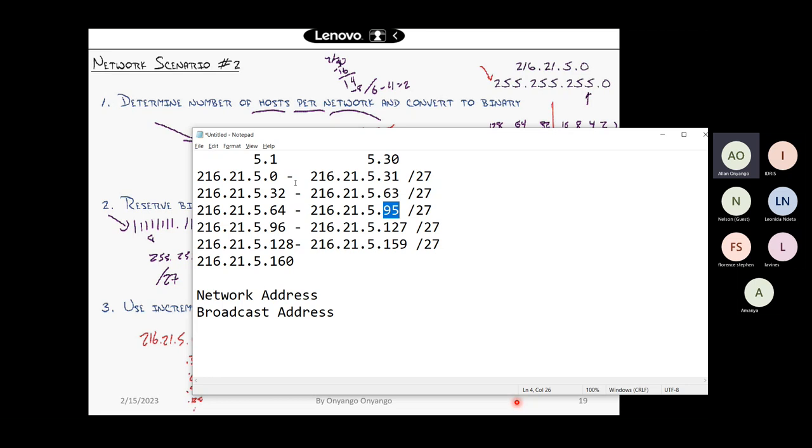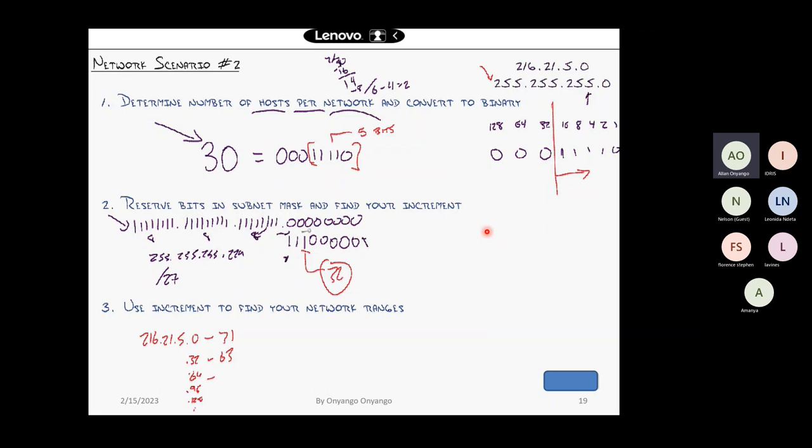Then, of course, we are going to find the ranges. The second network is beginning at 32. The previous one ended at 31. The third one is beginning at 64. This one ended at 63. 96 for the fourth one. This one ended on 95. 128. This one ended on 127. 160. This one ended at 159. So everything else remains the same, and all of them will be slash 27. We did it differently, but we got the same answer.